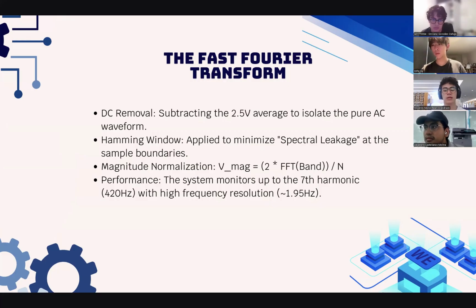Finally, the magnitude normalization. The fast Fourier transform gives us magnitudes of the frequencies, but for the detection, we need the voltages. That's why we normalize it and we get the voltages. And finally, the performance. The optimized Processing allows the system to track up to the 7th harmonic, which is 420 Hertz, while maintaining a precise frequency resolution of 1.95 Hertz.